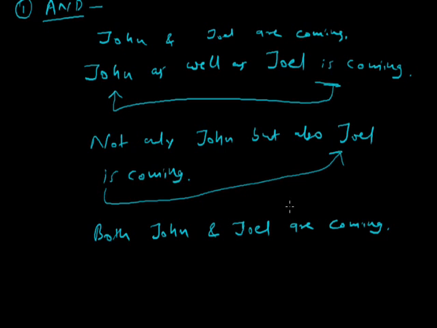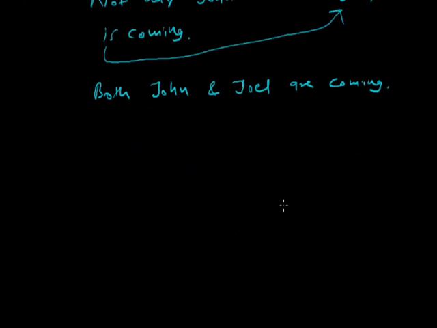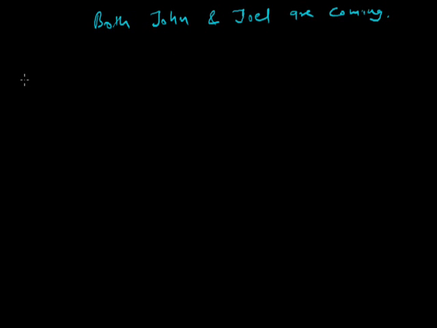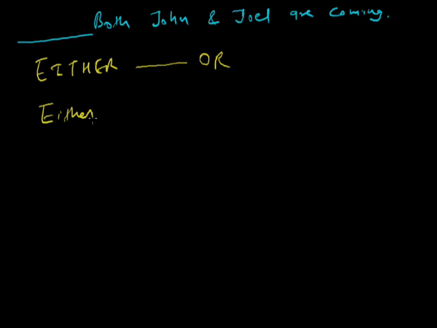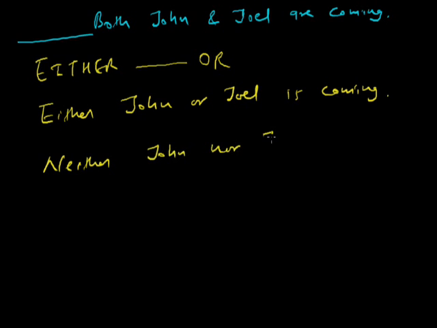Now the second kind of connector I would like to teach you is either or, neither nor, or, otherwise, else, like this. So here I begin with either or. Either John or Joel is coming. Only one of them will come, not both of them. Clear? Now, neither John nor Joel is coming. Clear?